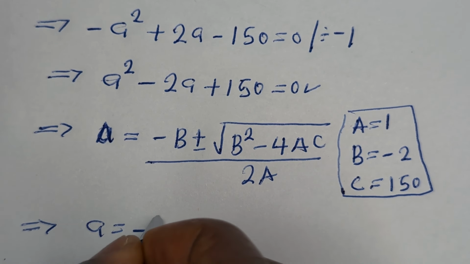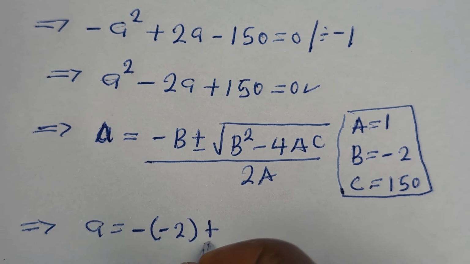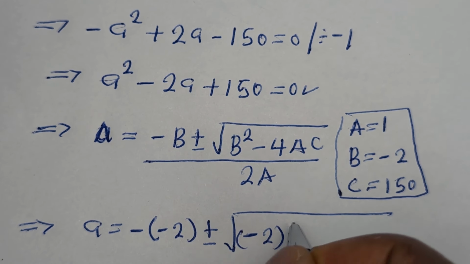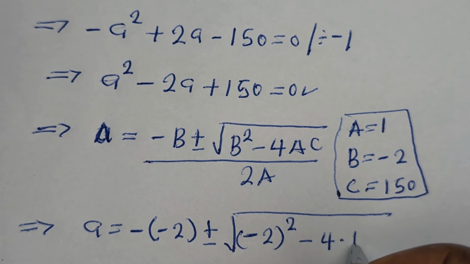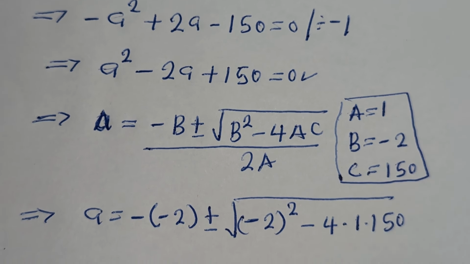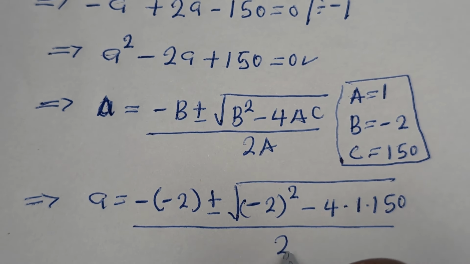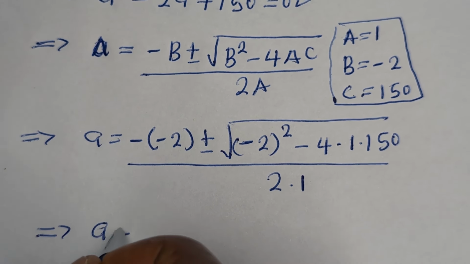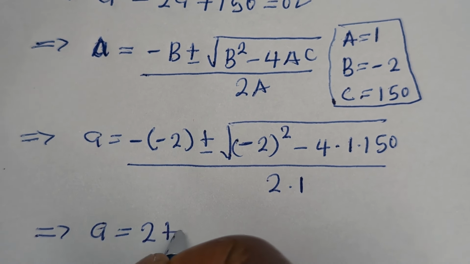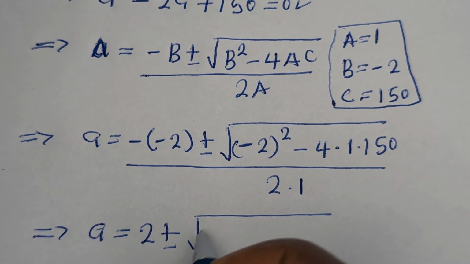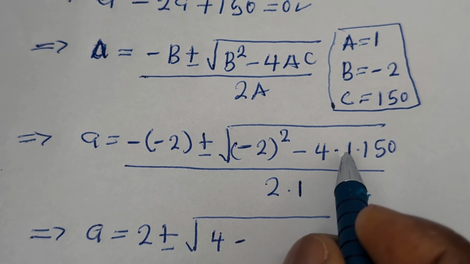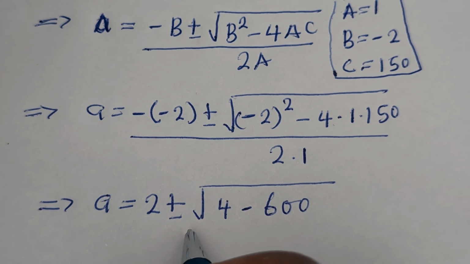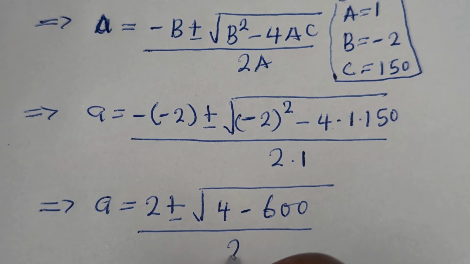a is equal to minus bracket minus 2 plus or minus square root of minus 2 square minus 4 multiplied by 1 multiplied by 150 over 2 multiplied by 1. a is equal to minus times minus 2, this is 2, plus or minus square root of minus 2 square, that is 4, minus 4 multiplied by 1 multiplied by 150, that is 600, over 2 multiplied by 1, which is 2.